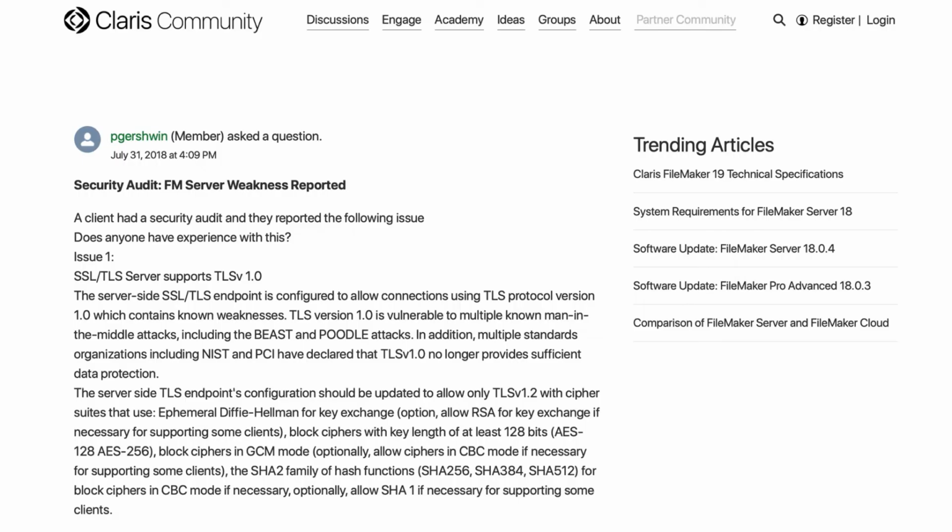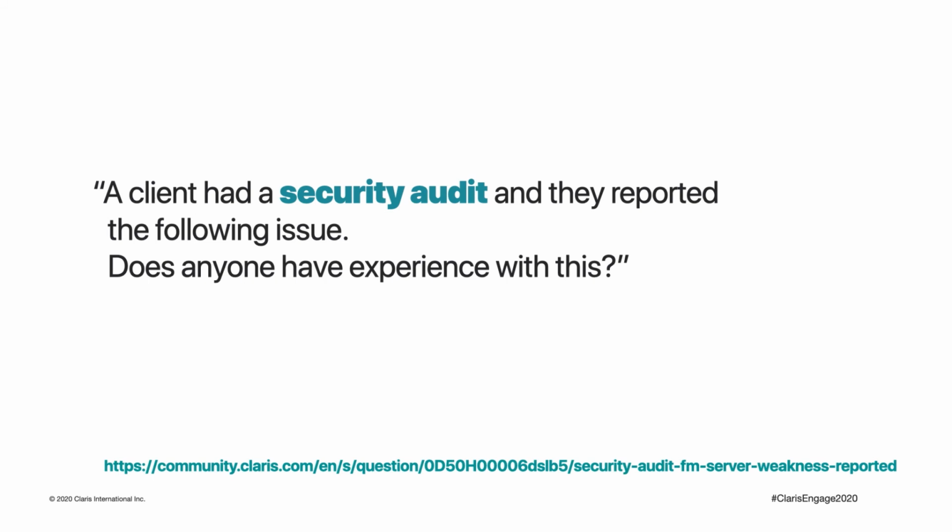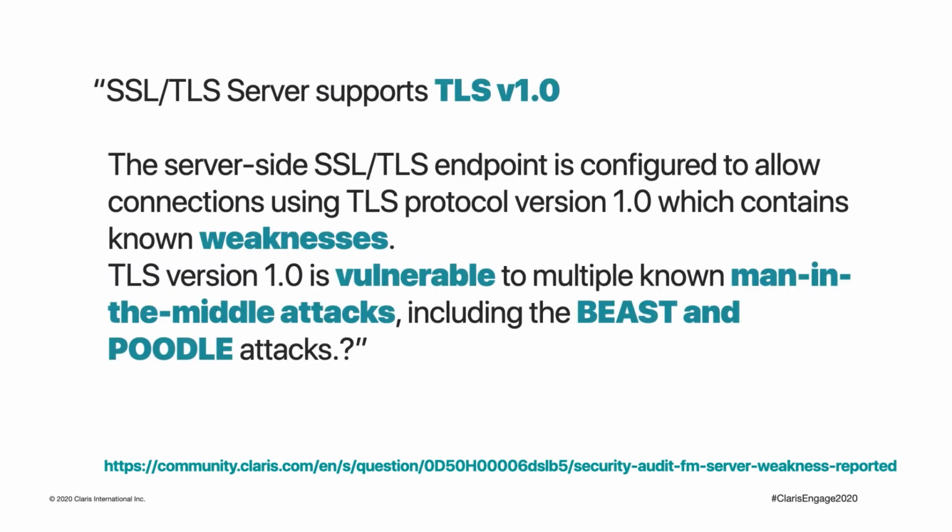During his exploration phase, Erik stumbled on an article on the Claris community. In the article, someone mentioned that he got a security audit on a FileMaker server and that he had a bad report with some questions in there. The remarks were that the SSL TLS server still supports TLS v1, that it contains weaknesses, that the server is vulnerable, and that there could be a risk of man-in-the-middle attacks, including BEAST and POODLE attacks.